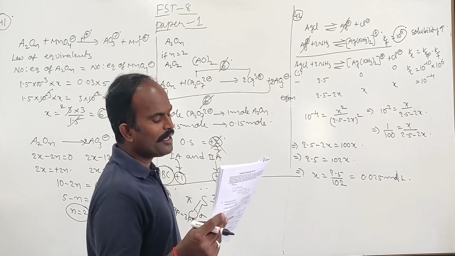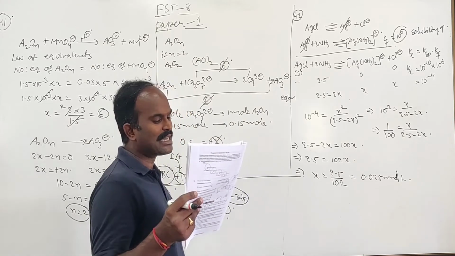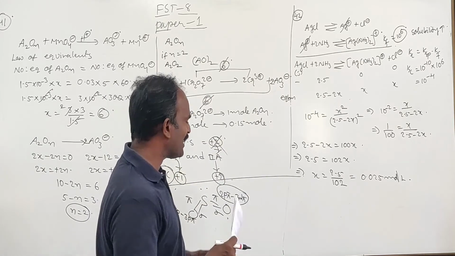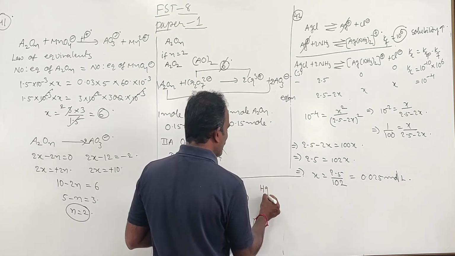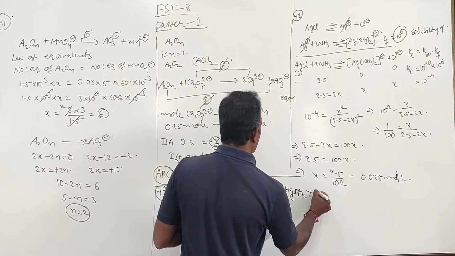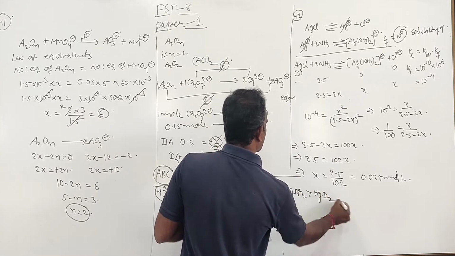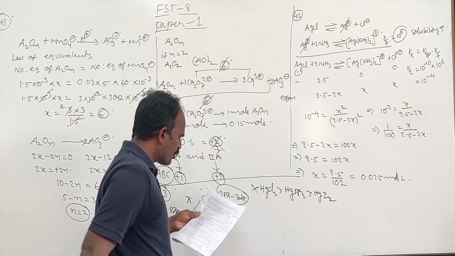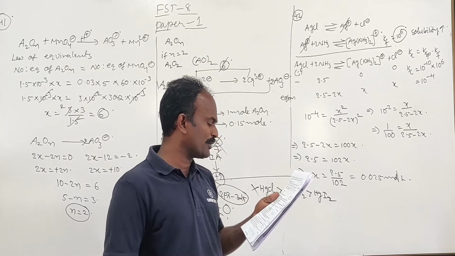Next. Solubility order is given as HgCl2 is less than HgBr2 is less than HgI2. The solubility order is actually HgCl2 is greater than HgBr2 is greater than HgI2. This is the right order. They have given the wrong order. So that is also an incorrect option.